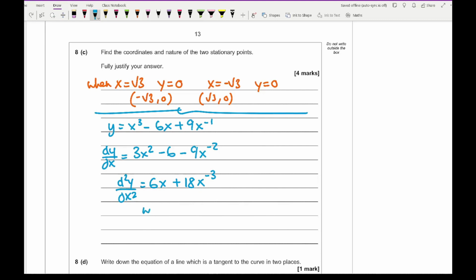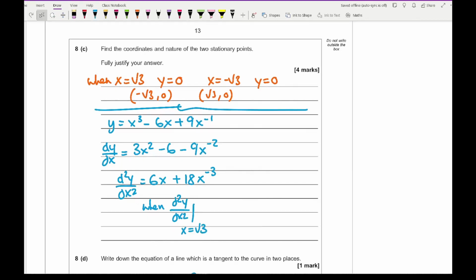Now when I take the second derivative and substitute the value of x equals root 3, and when I work this out, this will give us a value of 13.856. So as the second derivative is greater than 0, it's going to be a minimum point at that coordinate of root 3, 0.